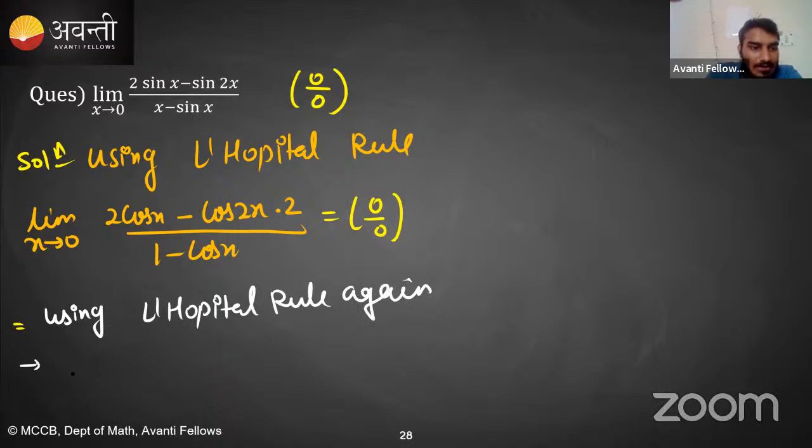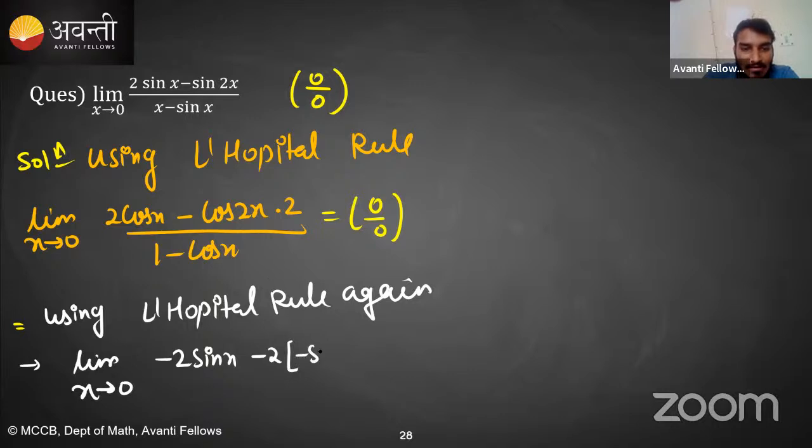So this means it can be written as limit x tends to 0. Differentiation of 2 cos x is minus 2 sin x. Differentiation of this is minus 2 as it is. Differentiation of cos 2x is minus sin 2x into 2, divided by differentiation of 1, which is 0. Differentiation of cos x is minus sin x, and the 1 minus is outside, so sin x.